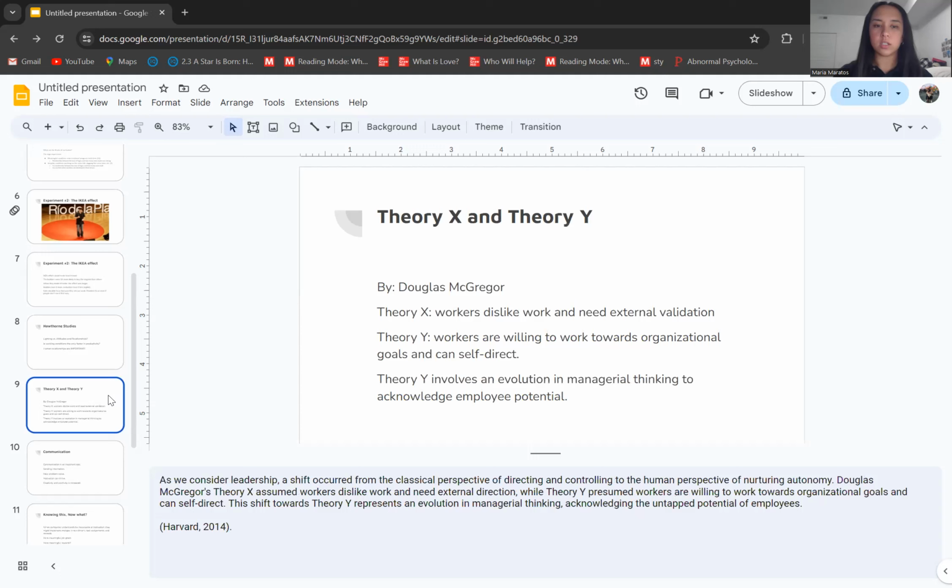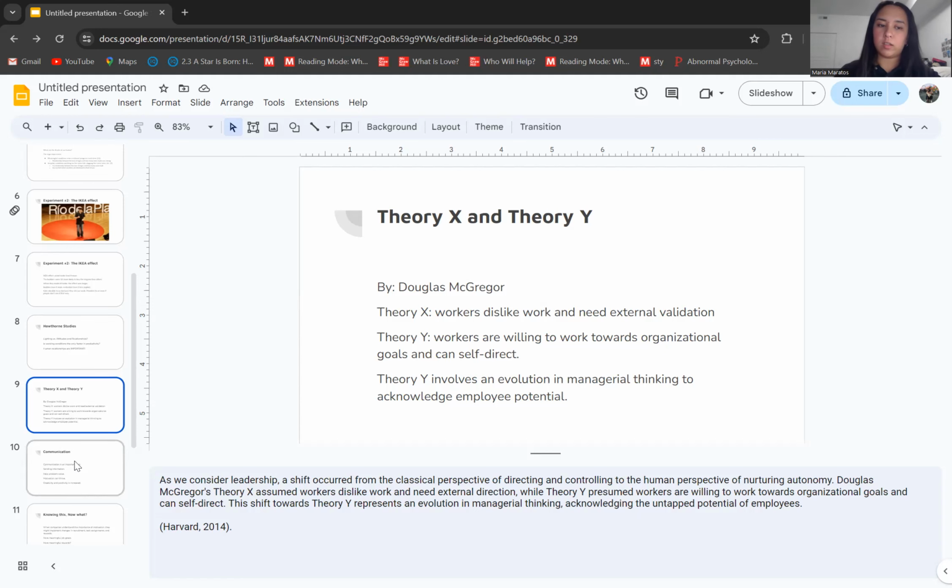Another study, or another theory, I guess. Douglas McGregor had this theory X, theory Y idea. Theory X says that workers just dislike work and they only need external validation, whereas theory Y says that workers are willing to work towards organizational goals and can self-direct. And so the idea here is that when we shift our view to theory Y, we are acknowledging the employee potential that is there, and we can have greater success and more motivation and treat our employees better.